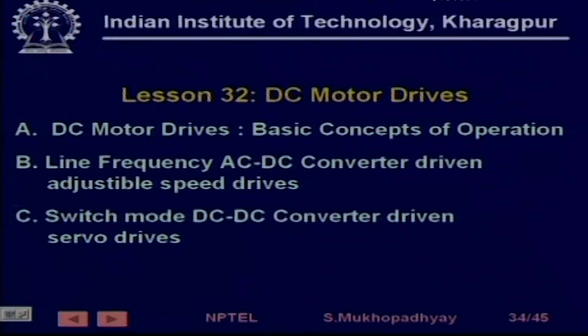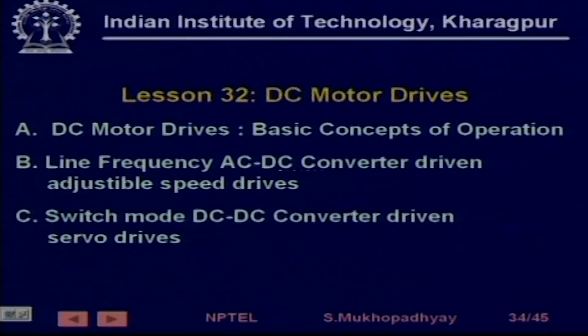Having convinced ourselves about the requirement for variable speed drives, we took a look at first the DC motor drive, which is the most common, and so we understood the basic concept of operation of DC motors, and then we took two different kinds of DC motor drives. One is a line frequency AC-DC converter drive, that is a rectifier, which is used for adjustable speed drives.